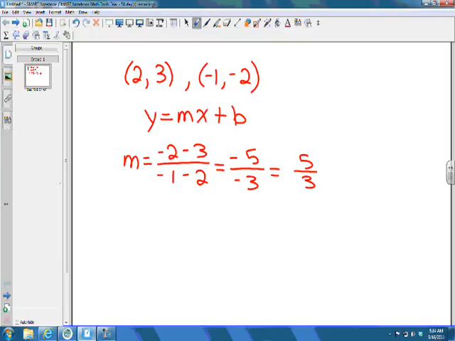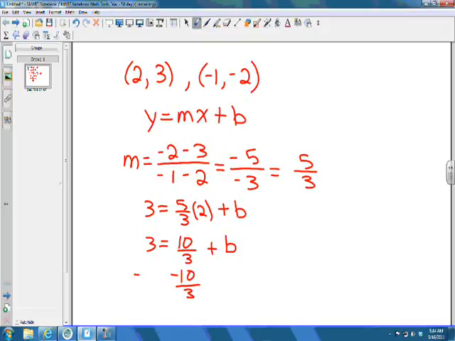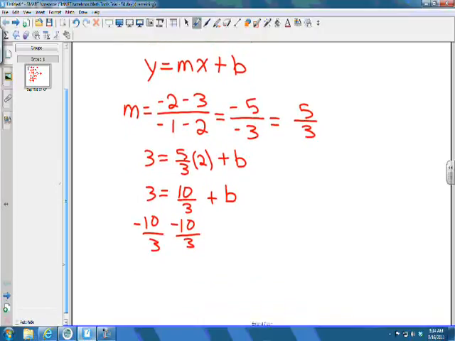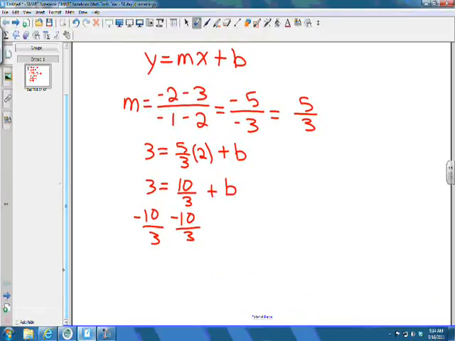How do we find our B? Very good. So I'd use this one. 3 equals 5/3 times 2 plus B. What is 3 minus 10/3? 3 minus 3/3 would be -1/3, wouldn't it?